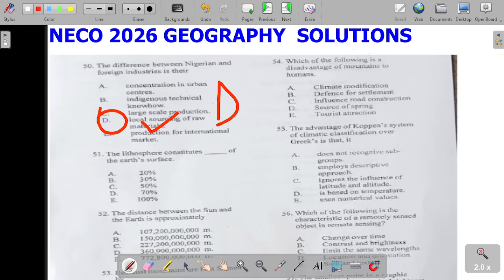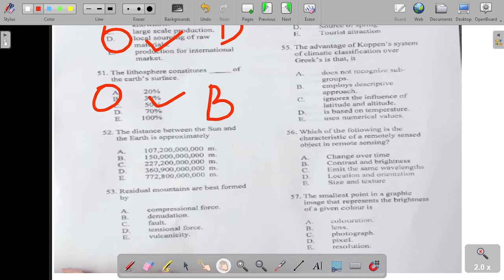D. 51. Lithosphere constitutes dash amount of Earth's surface. So it's 30%. 52. The distance between the sun and the earth is approximately 150 million kilometers.